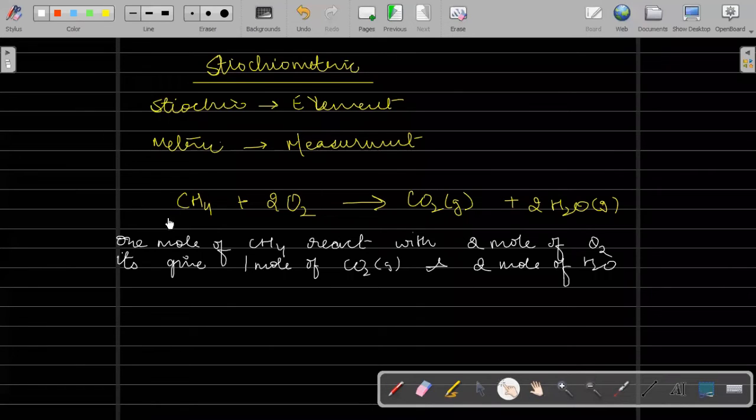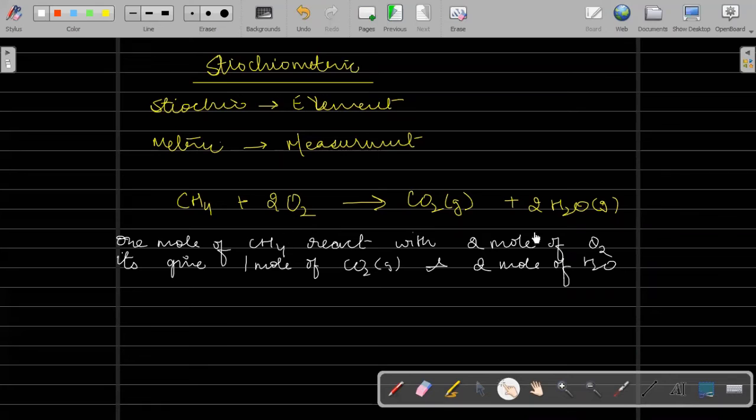Here is the stoichiometric coefficient. What is the stoichiometric coefficient? When we balance the chemical reaction, we multiply by a number; these numbers are known as the stoichiometric coefficients. Here is a 1. So 1 mole of methane reacts with 2 moles of O2, and gives 1 mole of CO2 and 2 moles of water. Is it clear? Yes. So if you know all this, then you can calculate all the questions according to this concept.